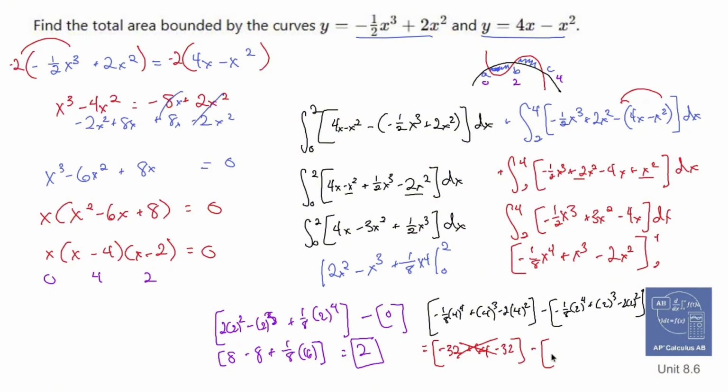So negative 1/8 of that is negative 2 plus 8. 2 squared is 4, but minus 8. So you get negative 2, which is also 2. So that guy became 2. That guy became 2. Last time I checked, 2 plus 2 is 4.